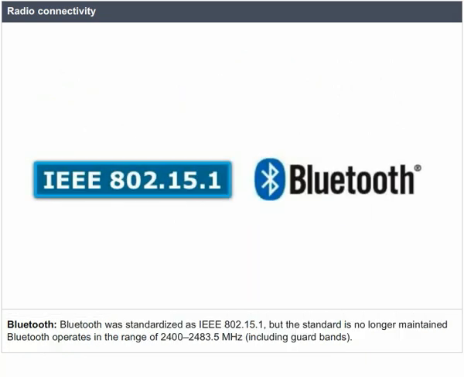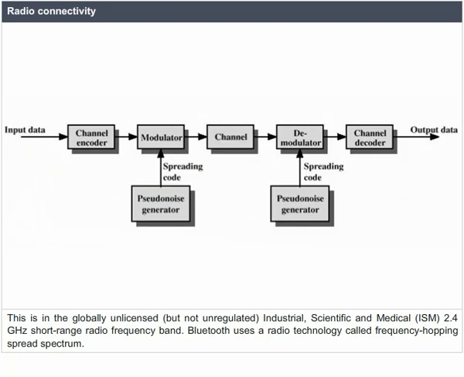Bluetooth was standardized as IEEE 802.15.1, but the standard is no longer maintained. Bluetooth operates in the range of 2400 to 2483.5 MHz, including guard bands. This is in the globally unlicensed but not unregulated industrial, scientific, and medical ISM 2.4 GHz short-range radio frequency band.